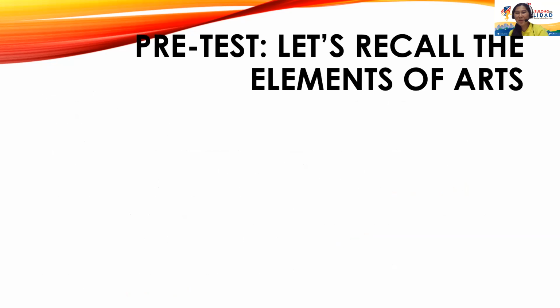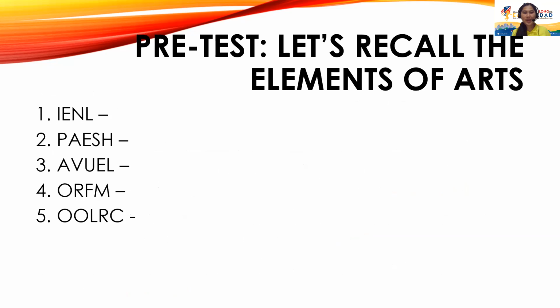Okay? So before anything else, let's have our pre-test. Let's recall the elements of art. Let's arrange the letters. I have here 7 elements. I want you to unscramble the jumbled letters. You will be given 1 minute to arrange the letters. Your timer starts now.